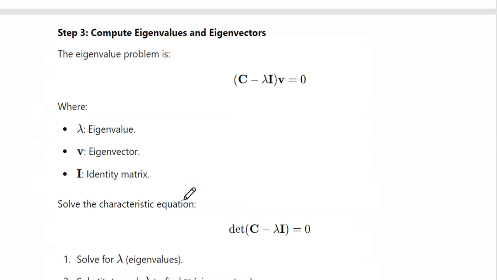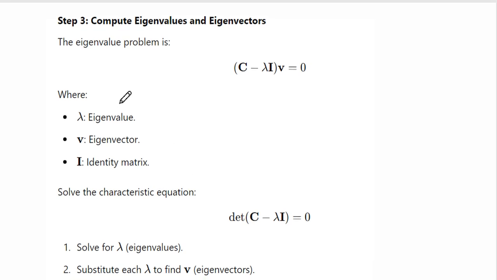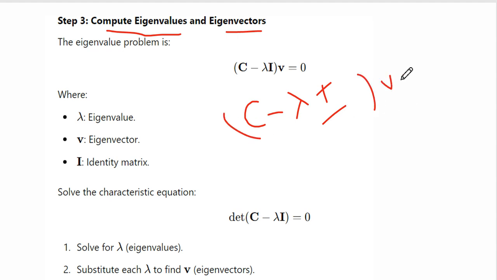Then we get the covariance matrix. After calculating the covariance matrix, we compute the eigenvalues and eigenvectors. To get the eigenvalues, we solve (C minus lambda I) v equals 0, where v is the eigenvector, C is the covariance matrix, lambda is the eigenvalue, and I is the identity matrix.